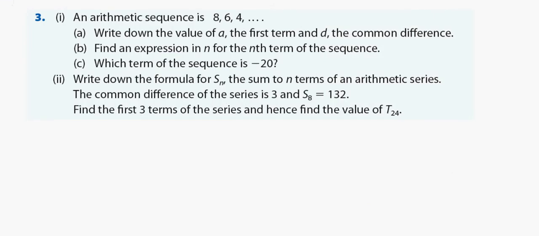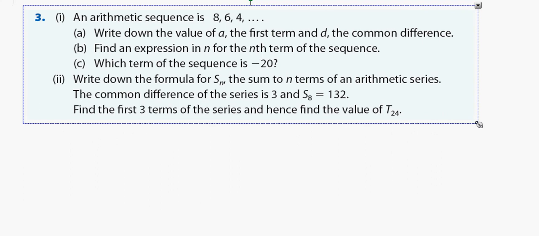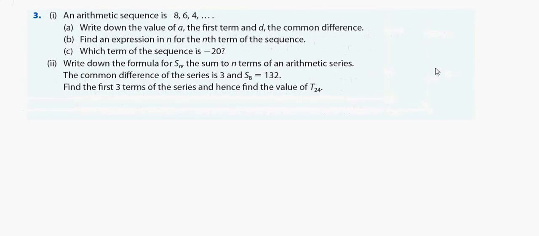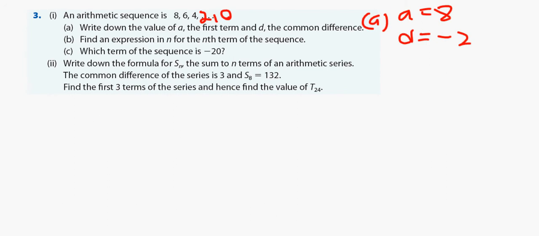Now an arithmetic sequence is 8, 6, 4. What we know is going to come next is 2, 0. We know that A equals 8 and the difference is minus 2. So that's the first part done. That's part A done. Now we're on part B.